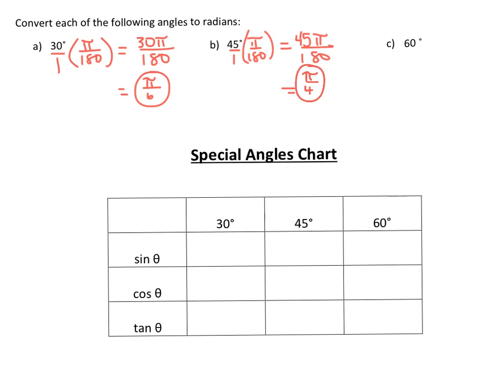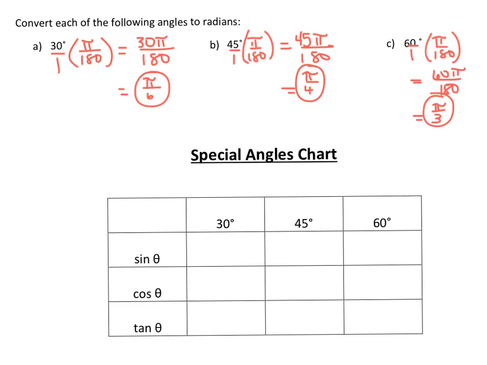Okay, and then letter C, same thing. We're going to put 60 over 1 and multiply by pi over 180. Okay, so that would be equal to 60 pi over 180. And again, since we're leaving it in terms of pi, we just have to simplify this 60 over 180. So that would simplify to 1 over 3, 1/3. So 1 pi over 3. So we could just write that as pi over 3.